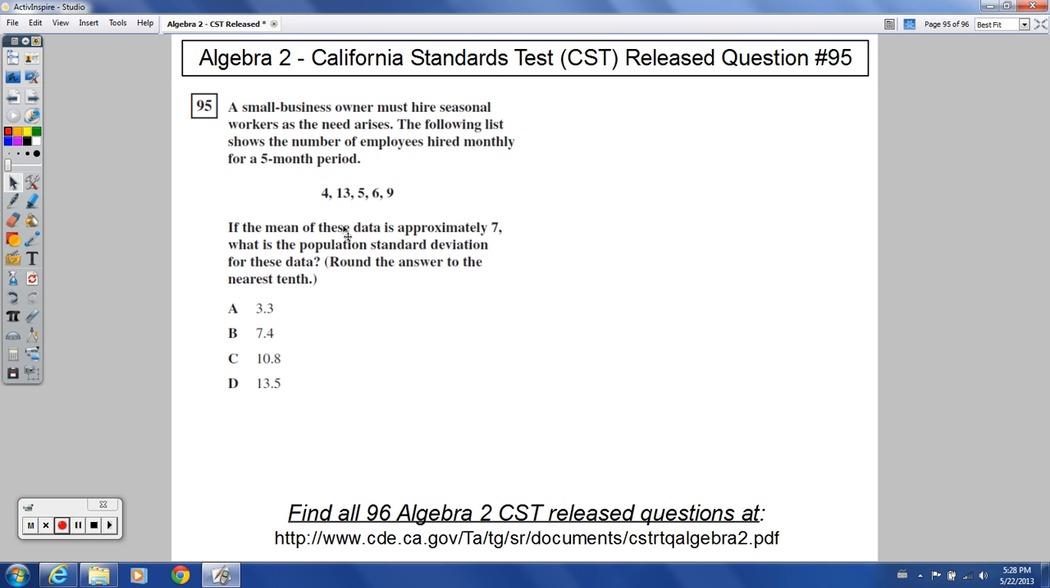It says if the mean of these data is approximately 7, what is the population standard deviation for these data? We're supposed to round our answer to the nearest tenth. And so to figure out standard deviation, we use this as a symbol for standard deviation. It's the sum of the deviations from the mean, sum of deviations squared. So we're supposed to take the square of those values.